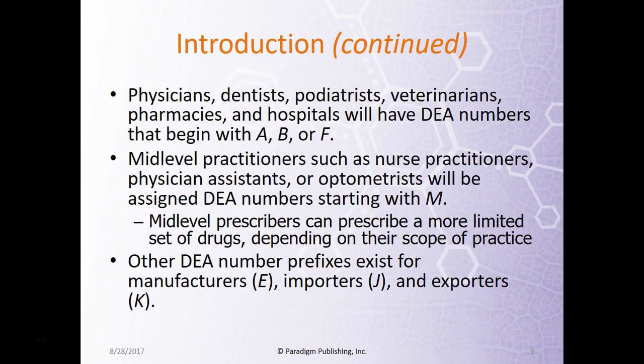And I always think of that as M for mid-level. Mid-level prescribers can prescribe a more limited set of drugs depending on their scope of practice. In some states, they can prescribe controlled substances, but very, very limited to what the scope of practice is. Other DEA number prefixes exist for manufacturers. That would be an E. For an importer, that would be a J. And for exporters, that would be a K.